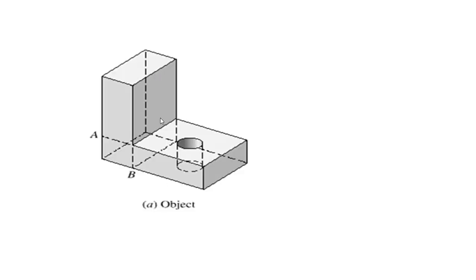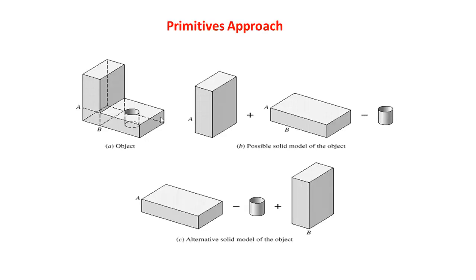Suppose we want to create this object. If you consider the primitives approach, initially there are three primitives. This is primitive A, this is primitive B, and suppose this is a cylinder C. If you perform some operations like boolean operations, there are some possible alternatives. Figure A shows the object that we require to construct, figure B shows a possible solid model of the object, and figure C shows an alternative solid model of the object.